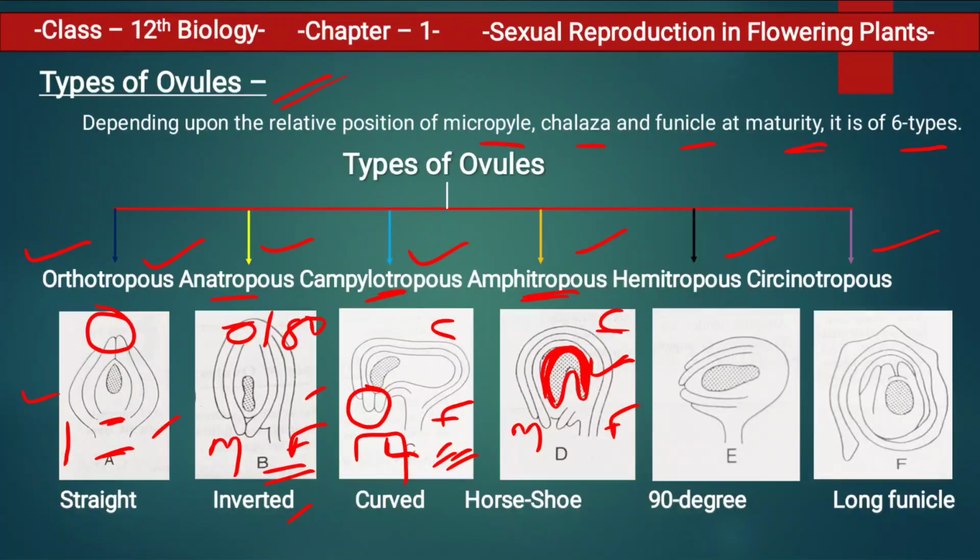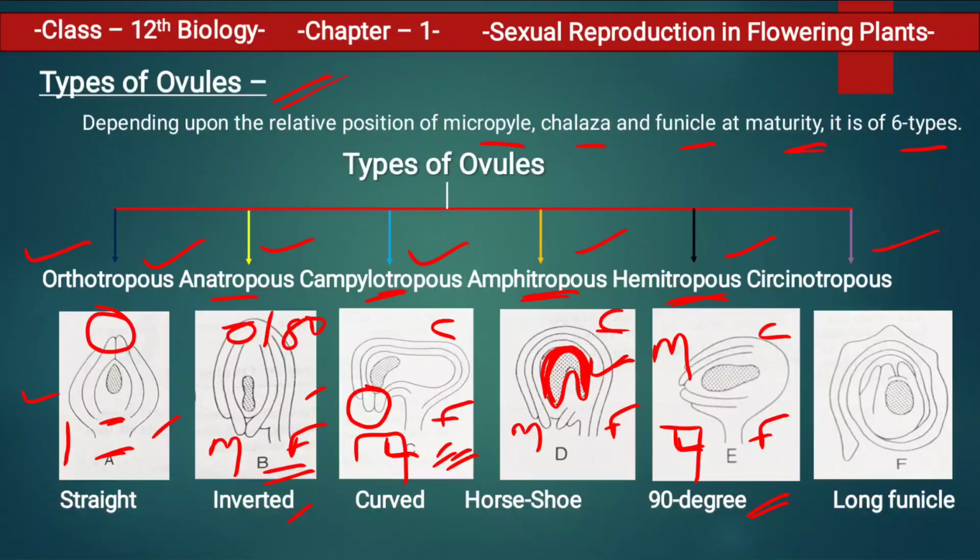Okay, so next one, hemitropous. It is a 90 degree structure. This is the micropyle, this is the chalaza part and this part is the funicle part. So it forms this type of structure. Clear? So it becomes what? A 90 degree angle. So this is the hemitropous. Here it forms a 90 degree turn-like structure. It is generally found in the Ranunculaceae family.